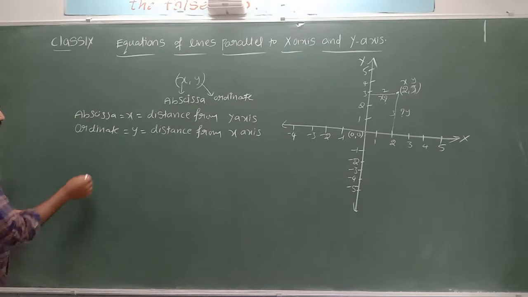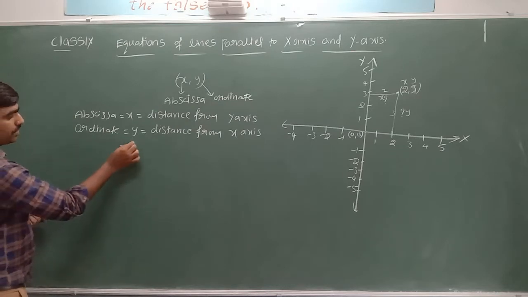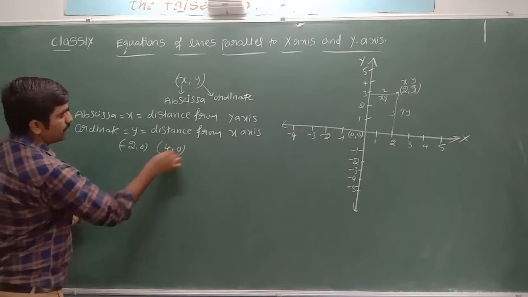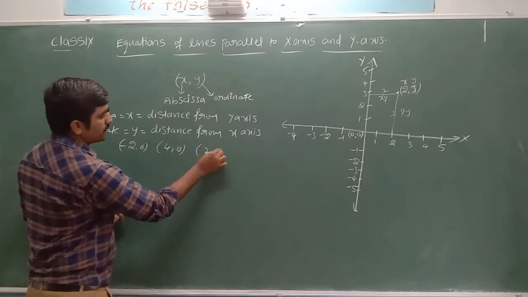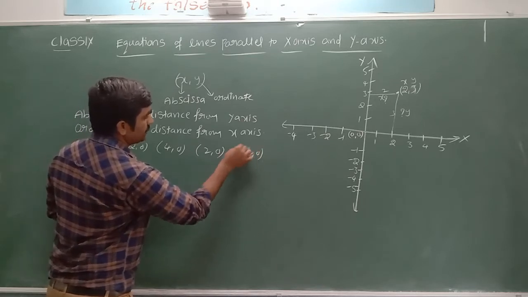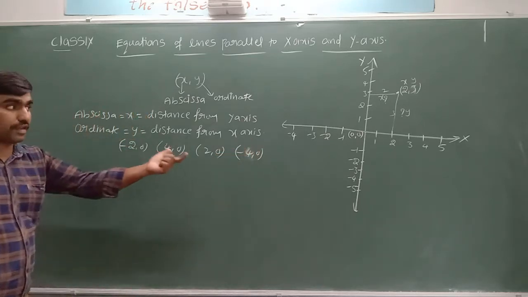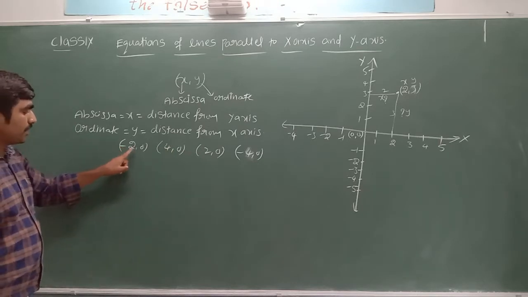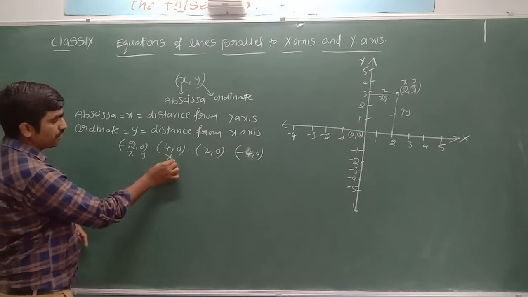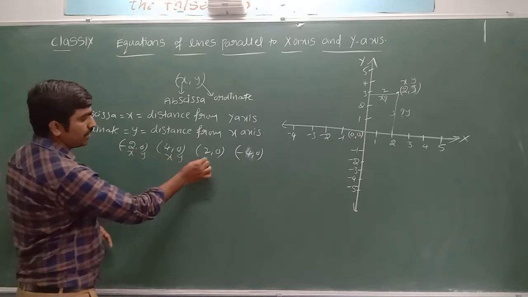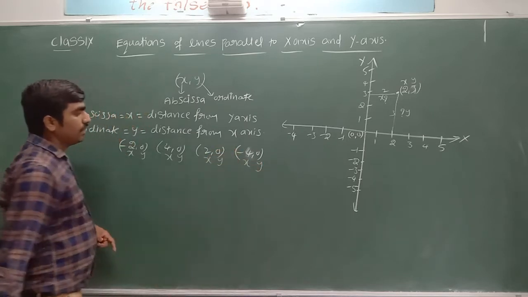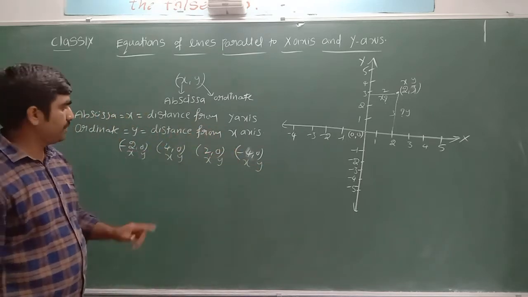Now let me give you some points. Try to plot these points on graph paper: -2 comma 0, 4 comma 0, 2 comma 0, and -4 comma 0. For -2 comma 0, the abscissa is -2. For 4 comma 0, the abscissa is 4 and the ordinate is 0. For 2 comma 0, the abscissa is 2, ordinate is 0. For -4 comma 0, abscissa is -4, ordinate is 0. Let us plot these points on the graph.